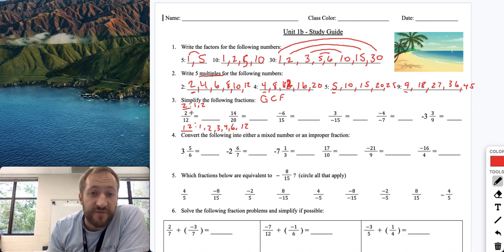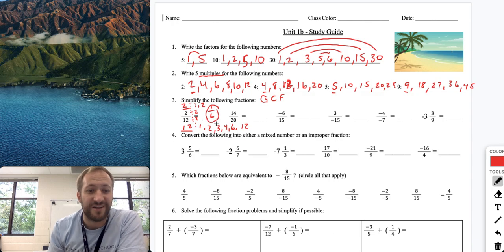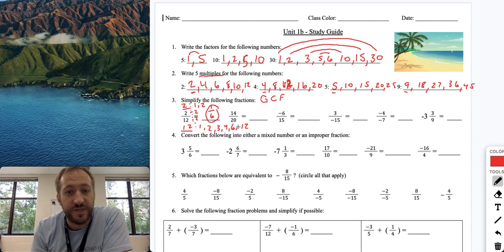So I find the GCF, I divide by 2 on the numerator and the denominator, and now I can simplify. 2 divided by 2 gives me 1. 12 divided by 2 gives me 6. And that's my simplified fraction right there. Look at the next one, 14 divided by 20.